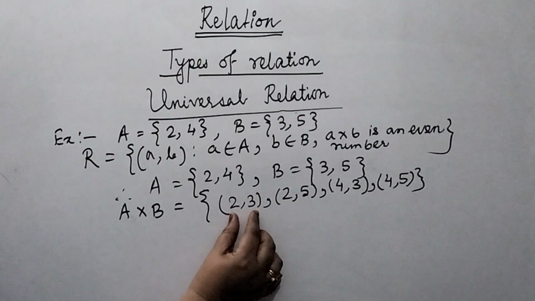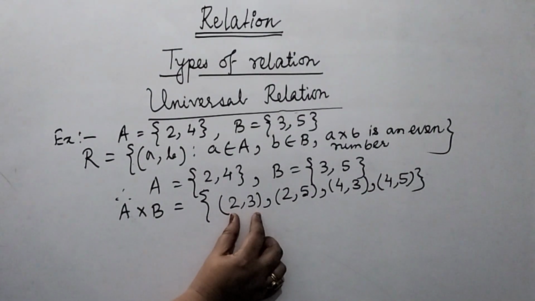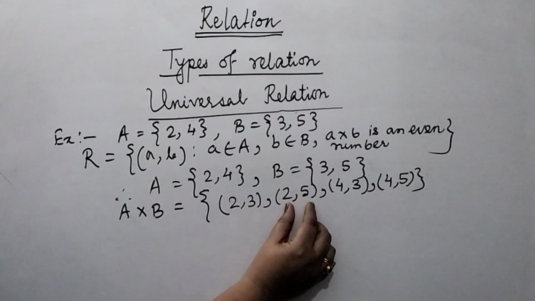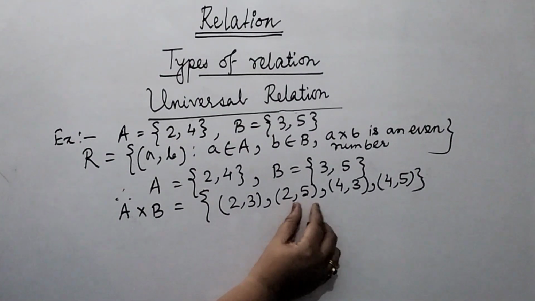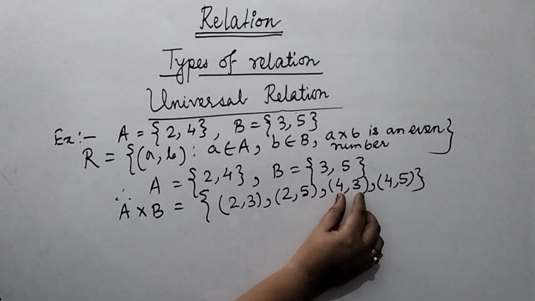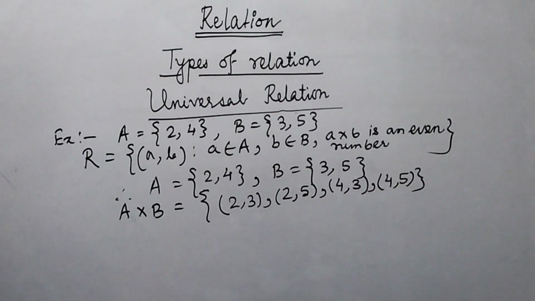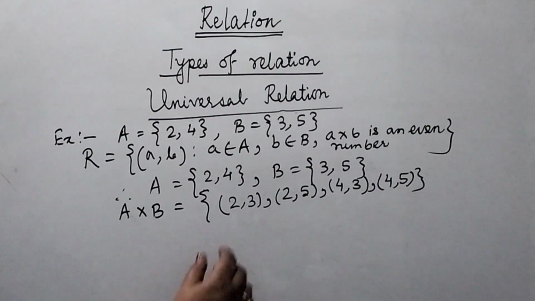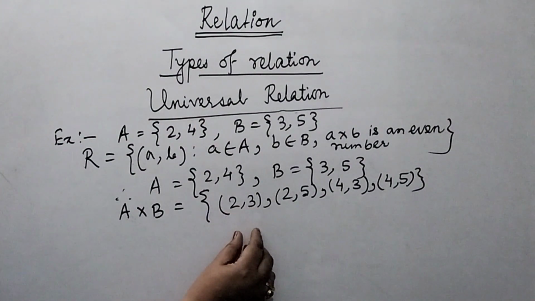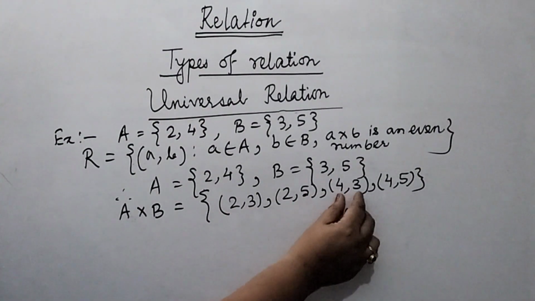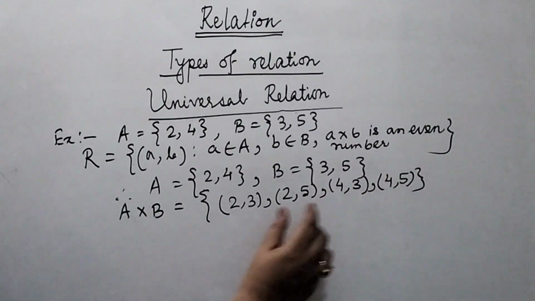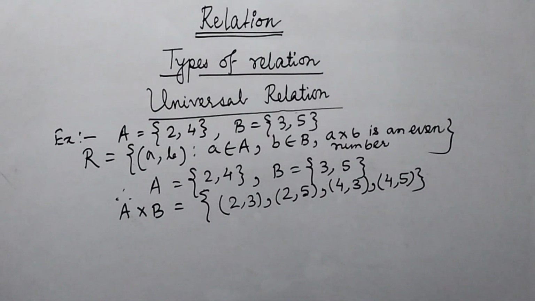Now let's multiply the elements of each ordered pair of A cross B. From 2 and 3, we get 2 into 3, that is 6, even number. From 2, 5, we get 2 into 5, that is 10. From these two numbers, we can write 4 into 3, that is 12. From these two numbers, we get 4 into 5, that is 20. So here the product of these elements will give us 6, this will give us 10, this will give us 12, this will give us 20. And each number is an even number.